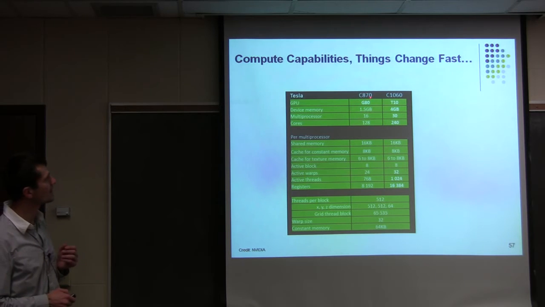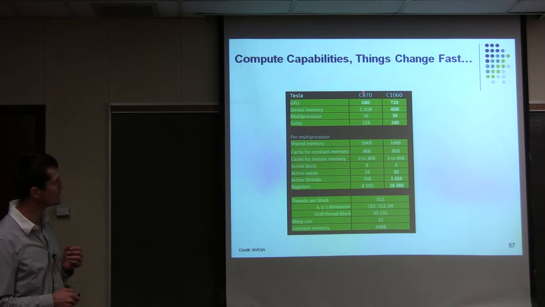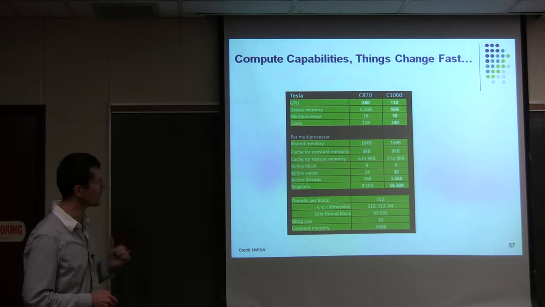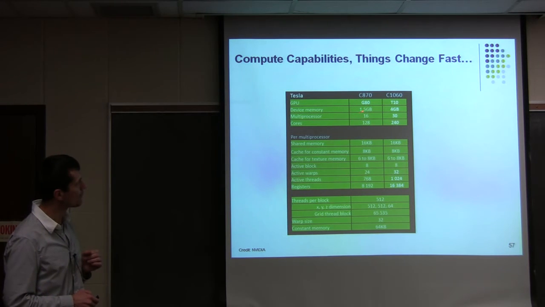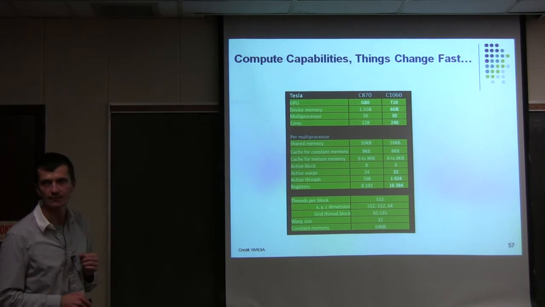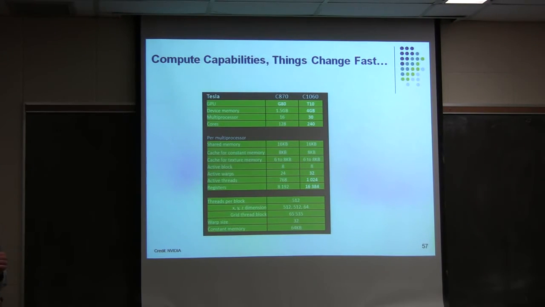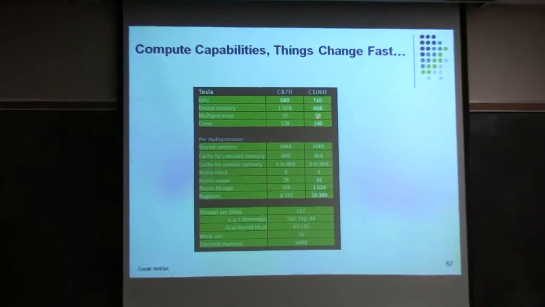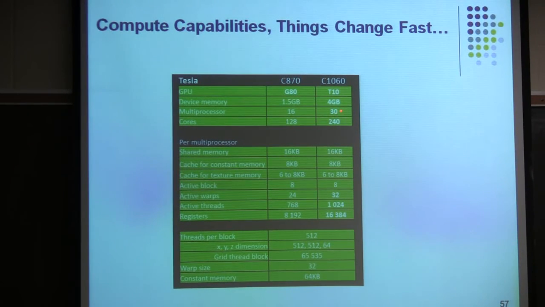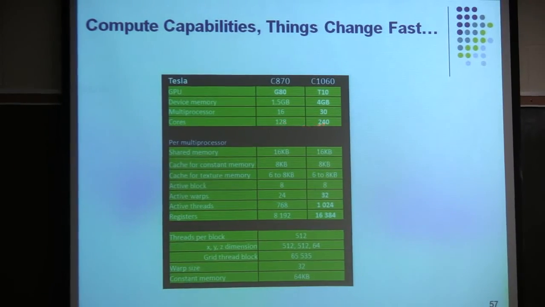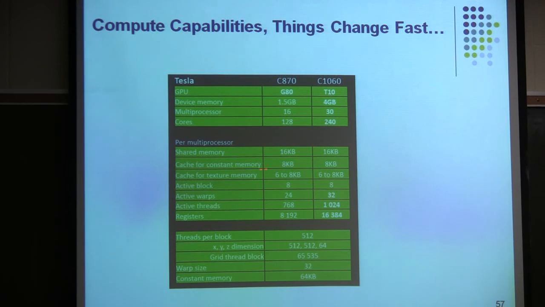This is the latest GPU card, and this is the generation before it. Device memory went up from 1.5 to 4. Multiprocessors, those SMs, used to be 16. Now it has 30. I think I told you 24; I was wrong. It has 30 cores, 128. Now it has 240. Shared memory is the same. Cache for constant memory is the same. Here the registers doubled, and the number of threads per block is the same. Warp size is 32. Constant memory 64-bit.